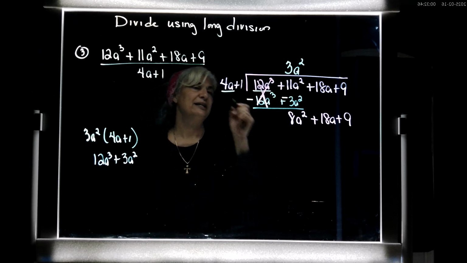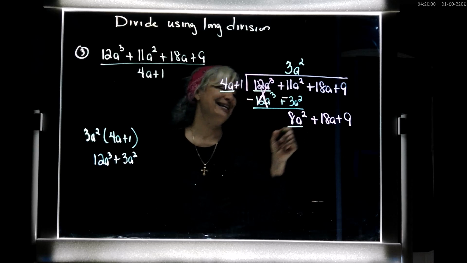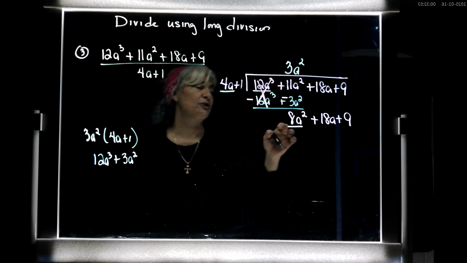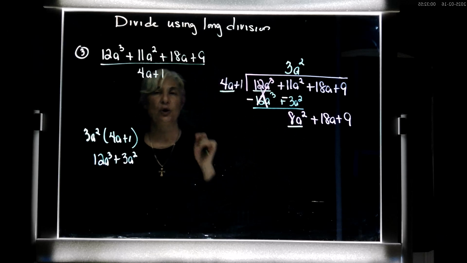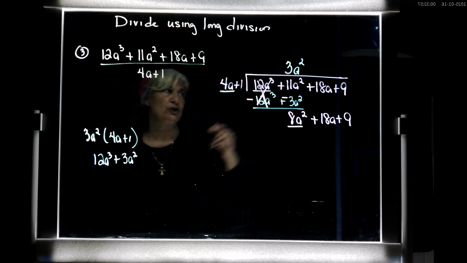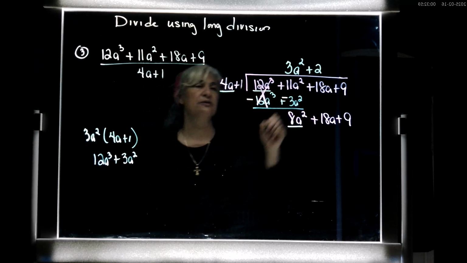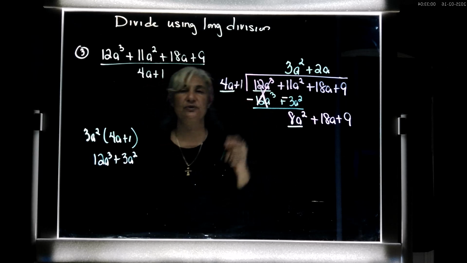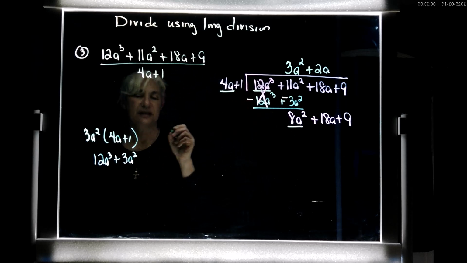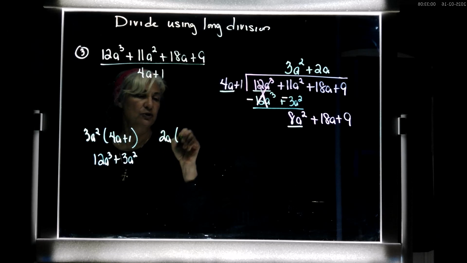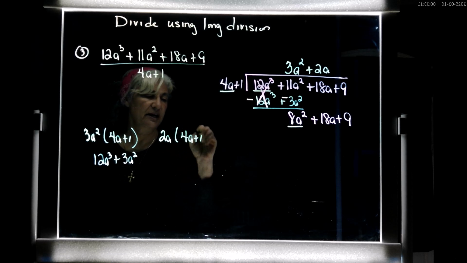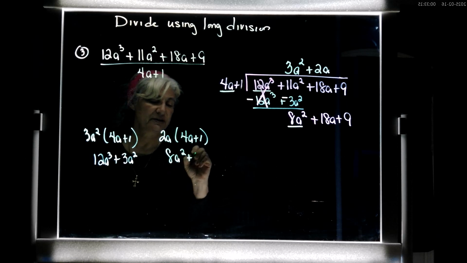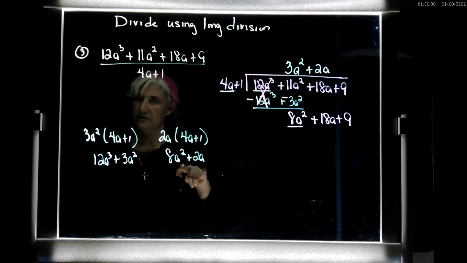Okay, so I need this 4a to the power of 1 to look like this 8a squared. What do you got to do? You got to multiply by a positive 2. And you're right, we need another a because there's only 1 here and there's 2 there. Great. Now what? Take the 2a, multiply by what's on the outside. Okay, I'm with you. What'd you get? 8a squared plus 2a. Understood.